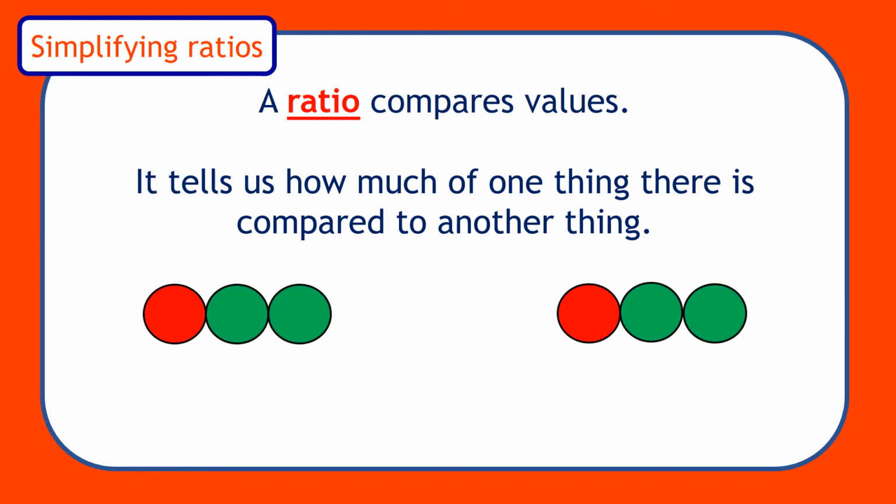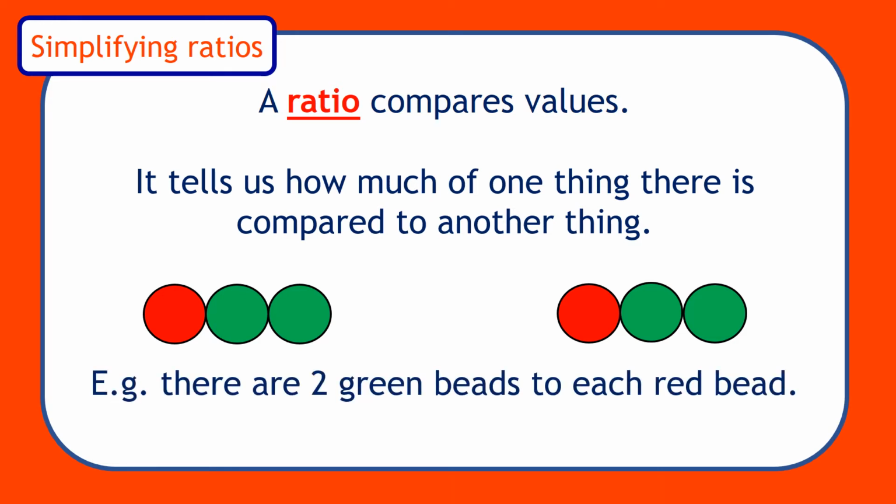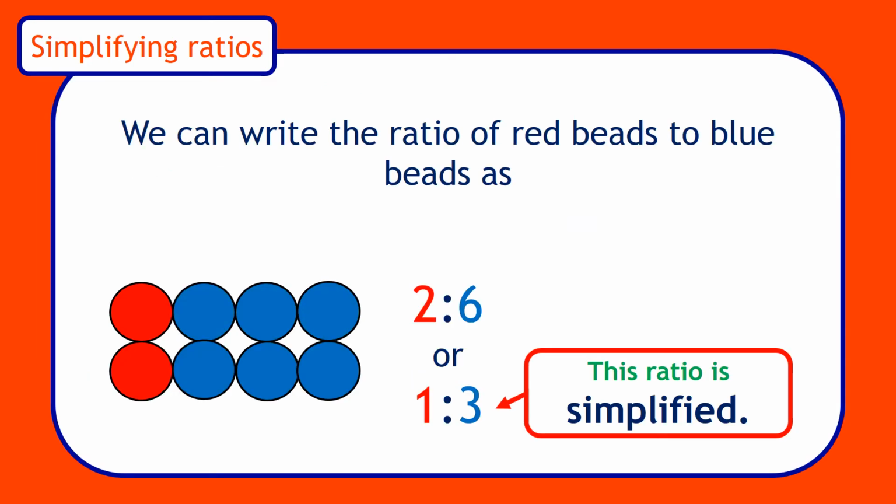For example, here there is one red bead to every 2 green beads, or 2 green beads to each red bead. And in this example, we can write the ratio of red beads to blue beads. We've got 2 red beads to 6 blue beads. So we can write the ratio as 2 to 6. But we can simplify this because we can see to every 1 red bead, we've got 3 blue beads.